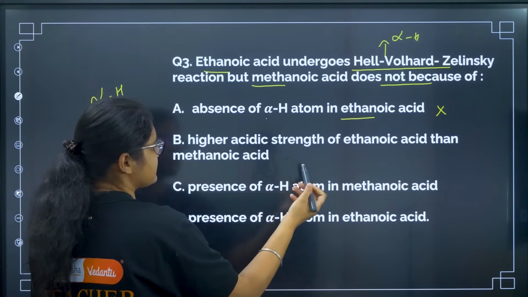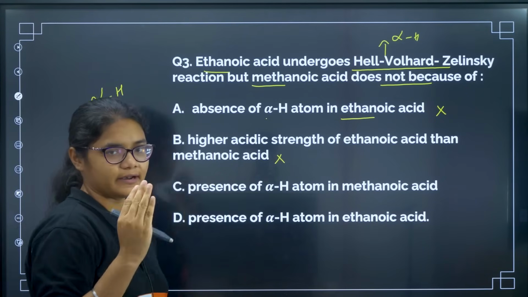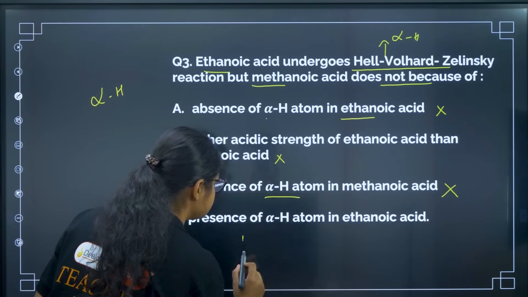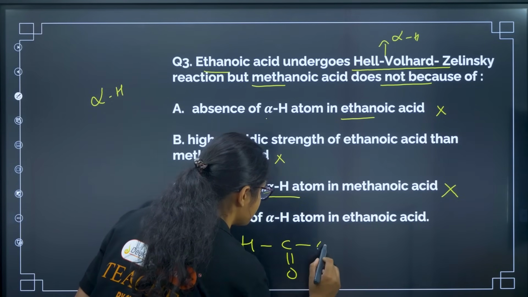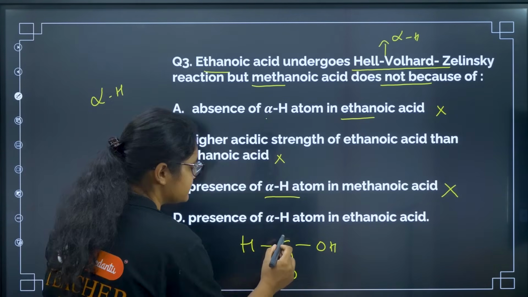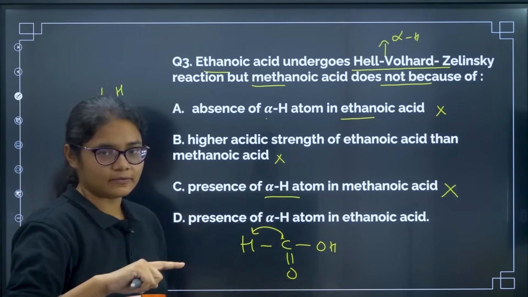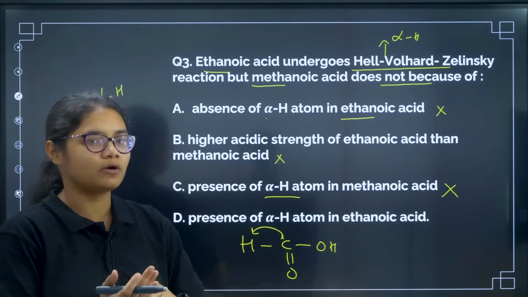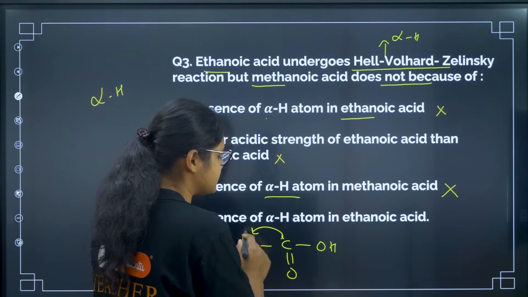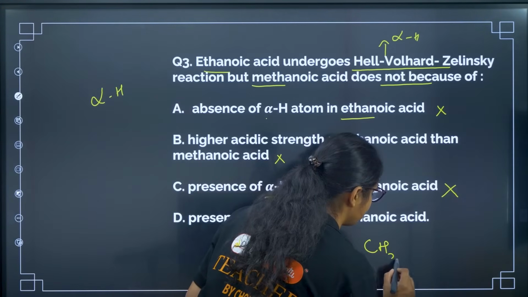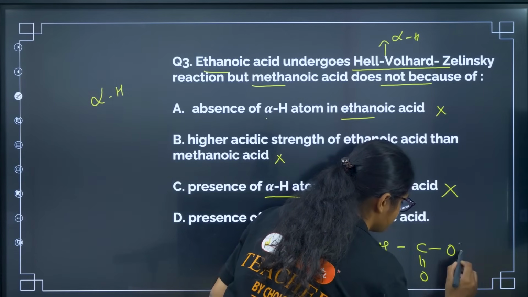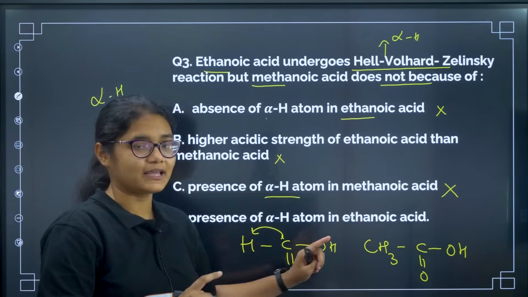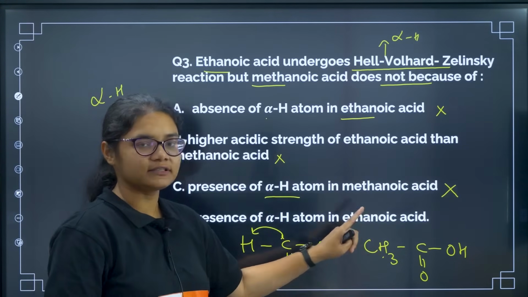Next, higher acidic strength of ethanoic acid than methanoic acid. There is nothing related to the acidic strength. Presence of alpha hydrogen in methanoic acid, this is also wrong. So which is your alpha hydrogen? Just see here. If this is my acid, the carbon attached to the functional group carbon is called the alpha carbon, and the hydrogen attached to the alpha carbon is called the alpha hydrogen. So in methanoic acid, we do not have any alpha hydrogen, but if you check ethanoic acid, this is the carbon which contains the functional group, and the carbon attached to this one is the alpha carbon. So the hydrogen attached here is the alpha hydrogen.